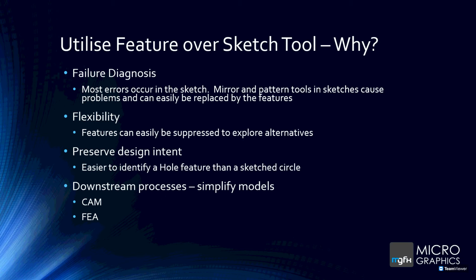Click on it, great, edit, change it, and there we go. Or suppress it because you want to look at a different alternative. Preserving design intent. If I just draw out a circle in a sketch and extrude it as a cut, versus creating it as a hole feature, it's much easier to identify that hole. Because in my mind, I'm seeing a hole, but in my history browser, it says it's an extrusion, and that can just muddy it up a bit.